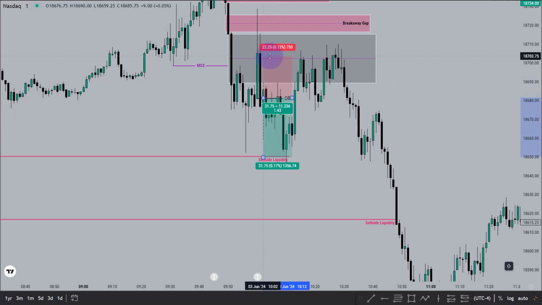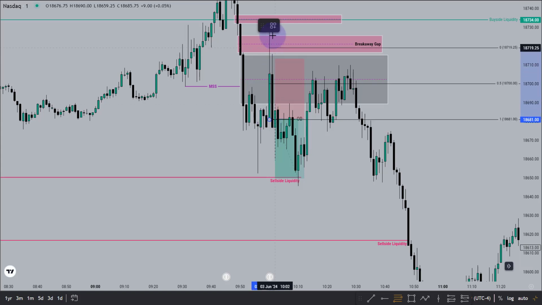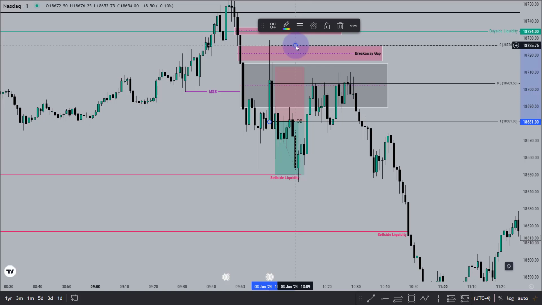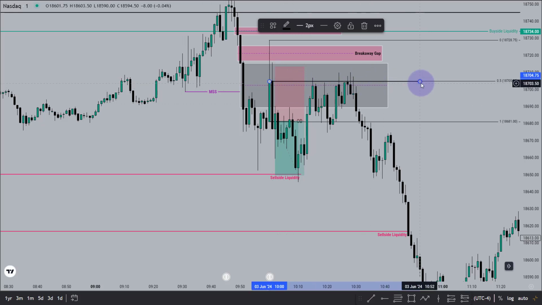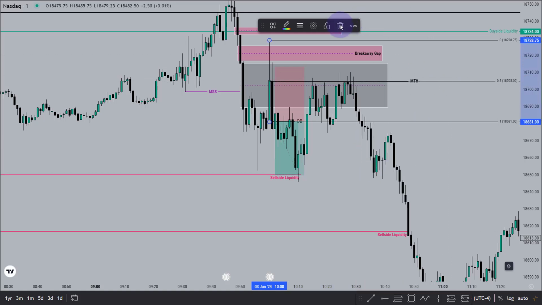You have to put your stop loss above this consequent encroachment. The best is to put your stop loss above the mean threshold. Now, let me mark the mean threshold of the order block. The 50% of the order block is called the mean threshold. So just let me mark it here. This is the order block candle, and I'm going to mark the mean threshold of that order block. So here, this is your mean threshold.